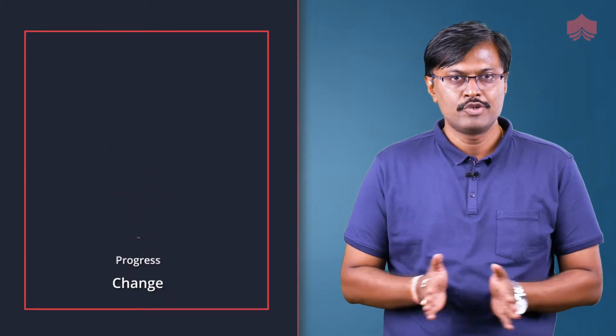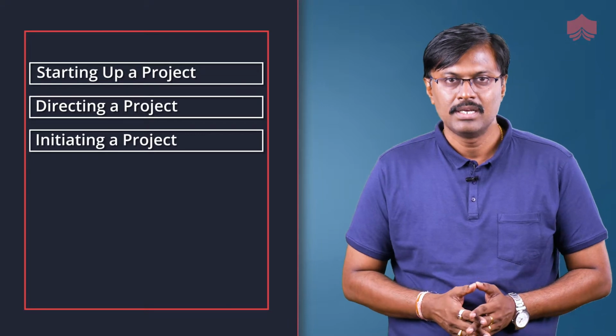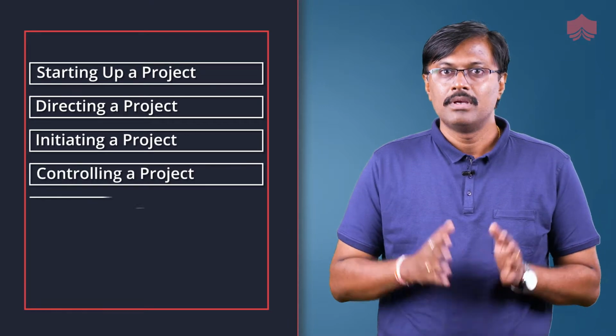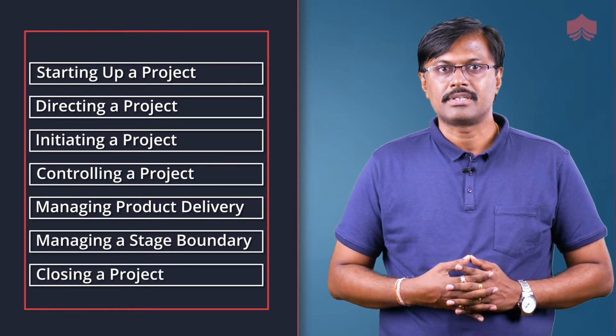There are 7 PRINCE2 processes. They are starting up a project, directing a project, initiating a project, controlling a stage, managing product delivery, managing a stage boundary and closing a project.